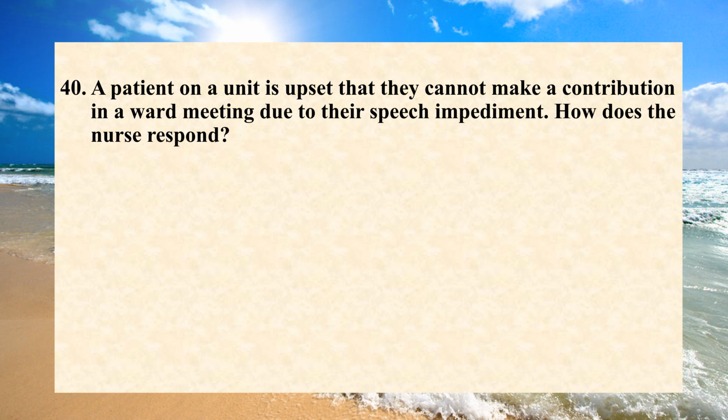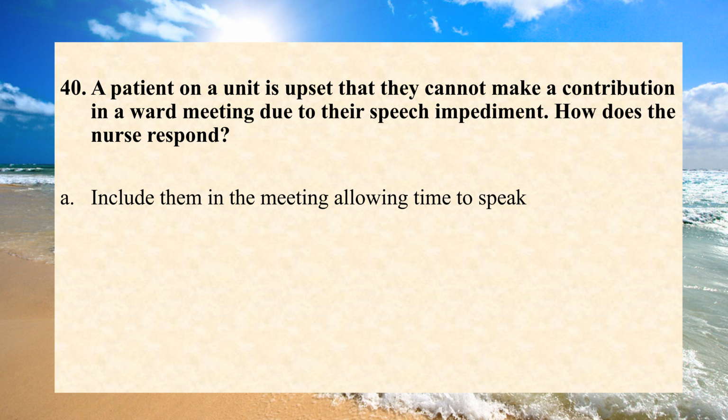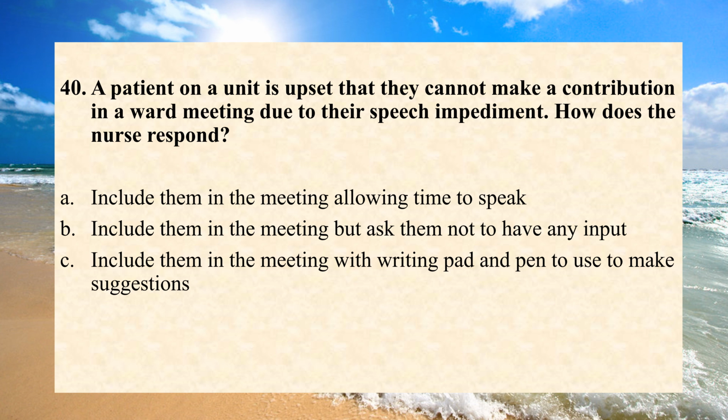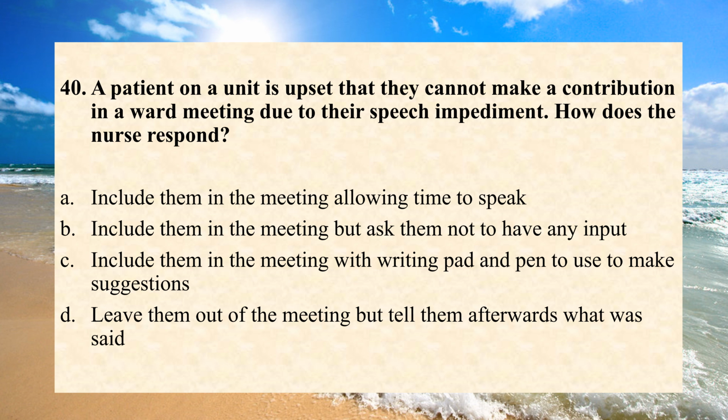A patient on a unit is upset that they cannot make a contribution in a ward meeting due to their speech impediment. How does the nurse respond? A. Include them in the meeting, allowing time to speak. B. Include them in the meeting but ask them not to have any input. C. Include them in the meeting with the writing pad and pen to use to make a suggestion. D. Leave them out of the meeting but tell them afterward what was said. Answer is C. So even if the patient is having difficulty speaking, the patient should be included in the meeting, but you need to think about other options for the patient to contribute, so the writing pad and pen can be given to them to make suggestions.